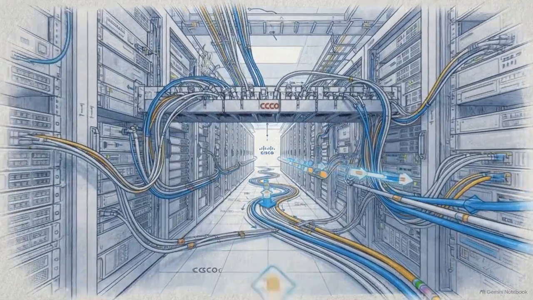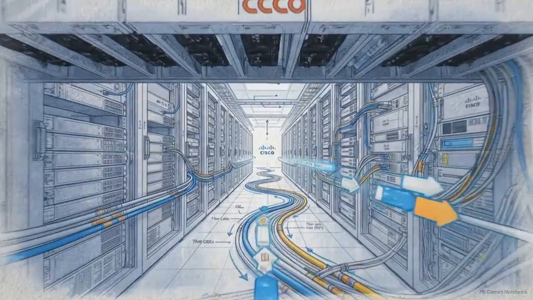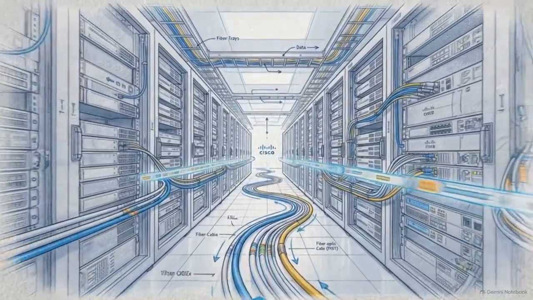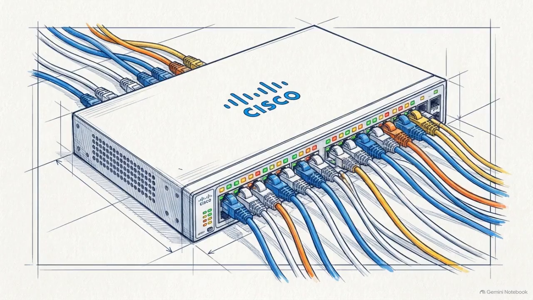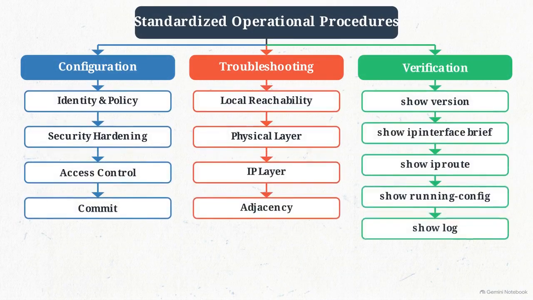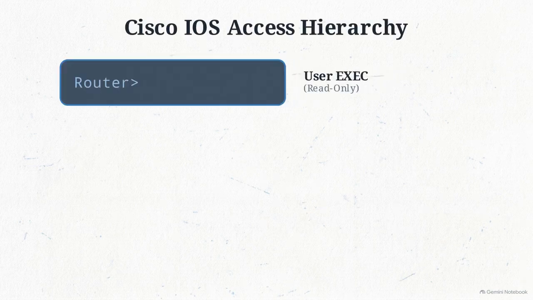Maintaining network uptime and resilience in today's demanding environments requires a solid foundation of structured Cisco IOS operational practices. This briefing outlines specific workflows for mastering IOS navigation, executing initial device hardening, performing layer-by-layer troubleshooting, and maintaining long-term operational discipline. Standardizing these sequences establishes a repeatable engineering model, ensuring that every configuration change and diagnostic step is predictable and secure.